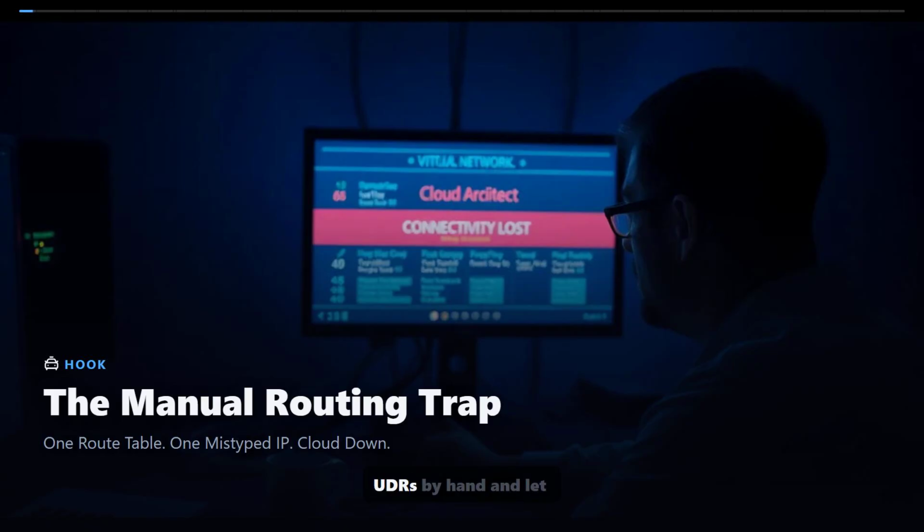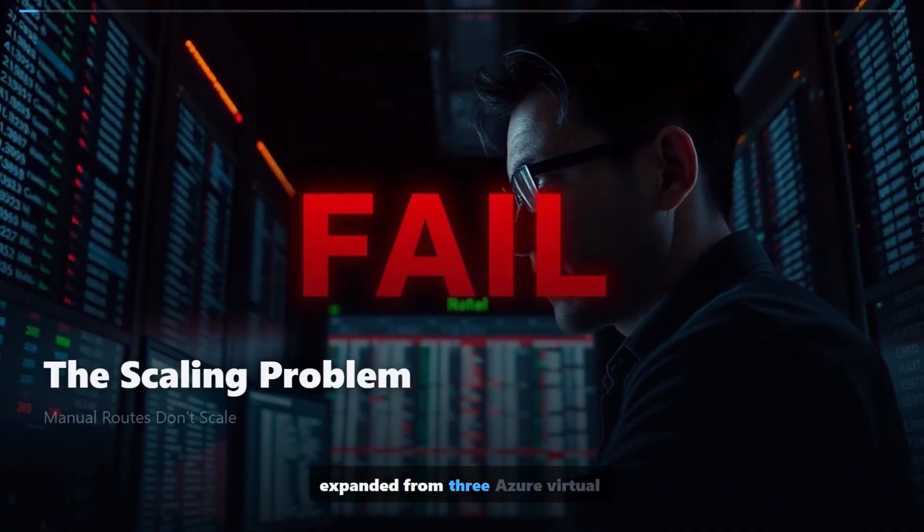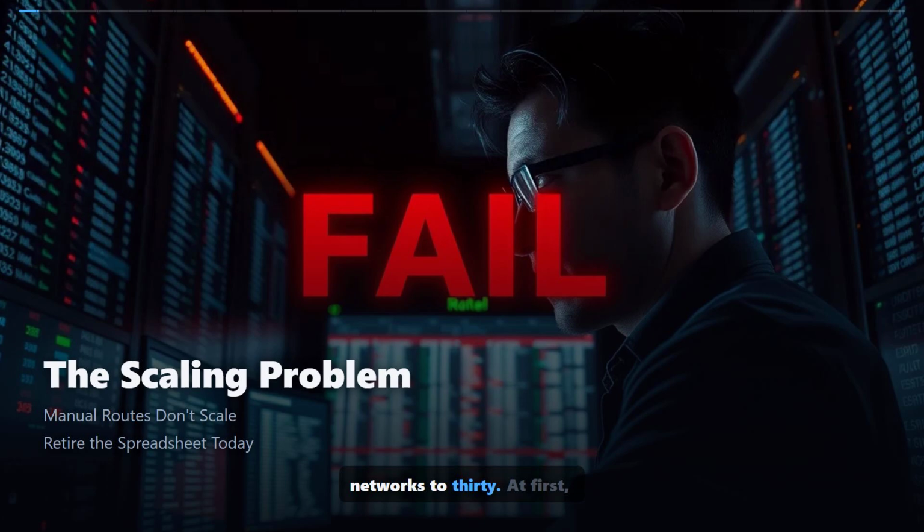Stop writing UDRs by hand and let BGP through Azure Route Server do the work. Imagine your company has just expanded from 3 Azure virtual networks to 30. At first, managing routing seemed simple. Every spoke had a route table pointing traffic toward a central network virtual appliance.